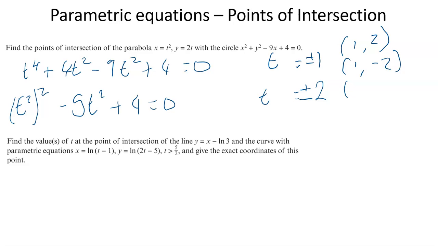So this time, 2 squared is 4, and 2 times 2 is 4. And here, minus 2 squared is still 4, but minus 2 times 2 is minus 4. So we've got these 4 values.